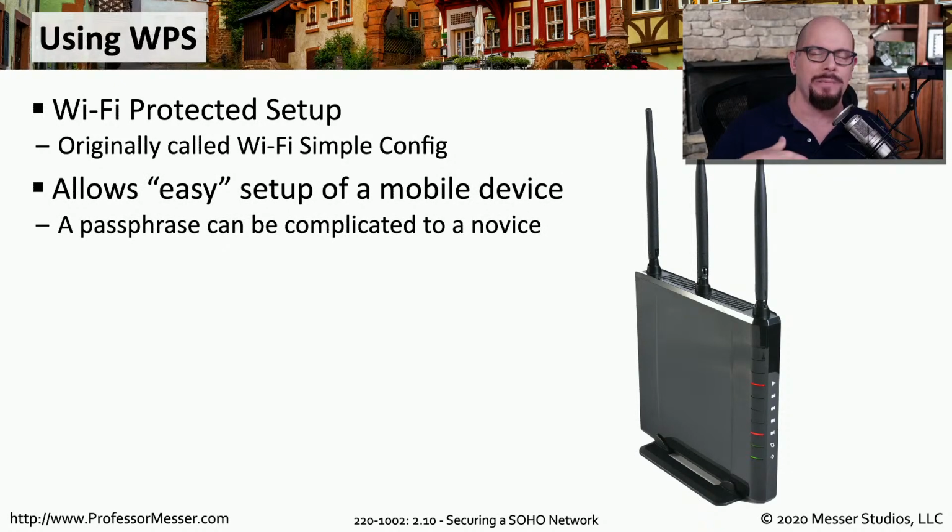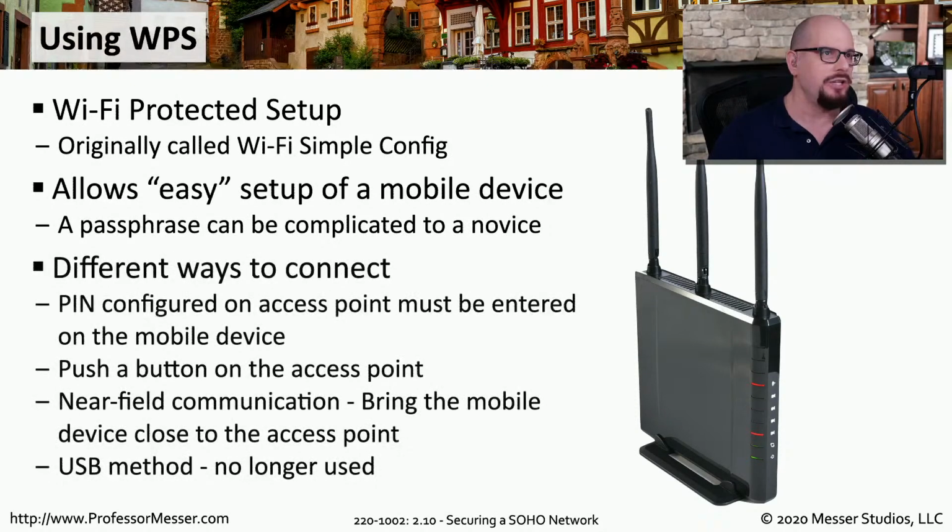The idea is that it would be an easier way for devices to connect to a wireless network, rather than having to tell someone, configure your system for WPA2 Enterprise, make sure your username and password is there, check the 802.1X box. There are so many different configuration settings. But one thing that makes it easier is just putting in a personal identification number, maybe using a push button on the access point. Some of these devices were using near-field communication. We don't use USB anymore, but that was an option that was originally used.